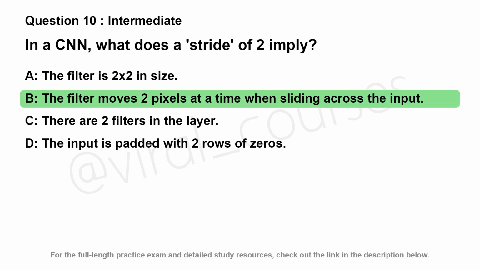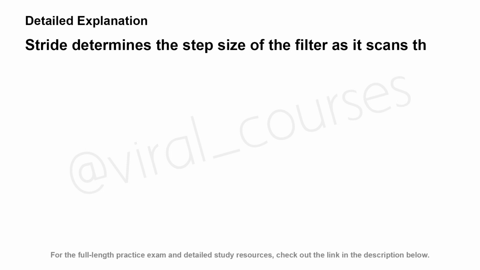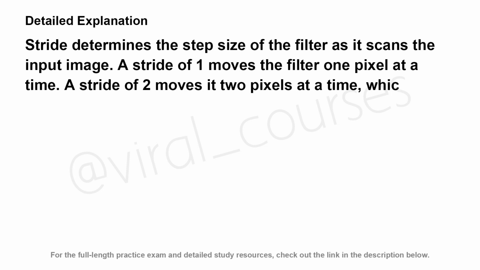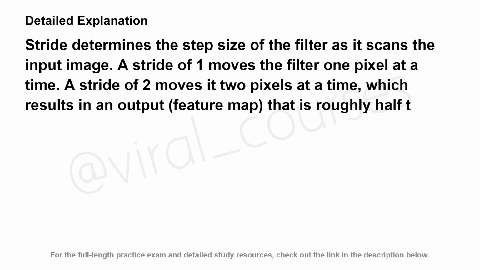The correct answer is B. Stride determines the step size of the filter as it scans the input image. A stride of 1 moves the filter 1 pixel at a time. A stride of 2 moves it 2 pixels at a time, which results in an output feature map that is roughly half the spatial size of the input.